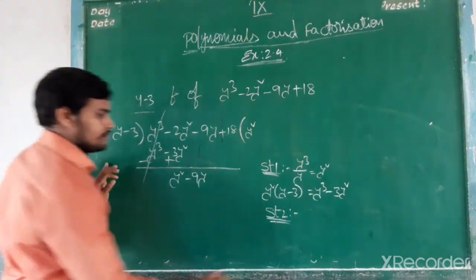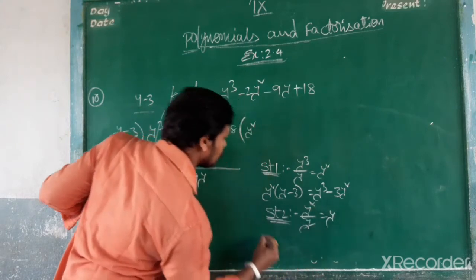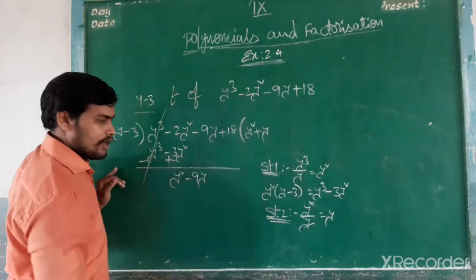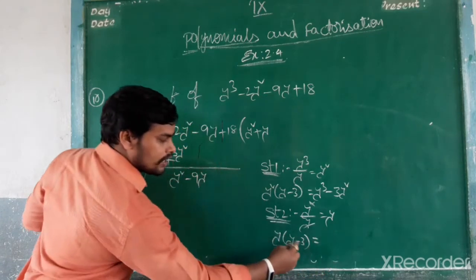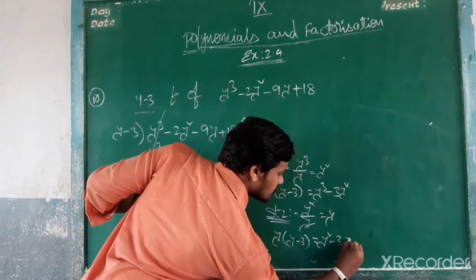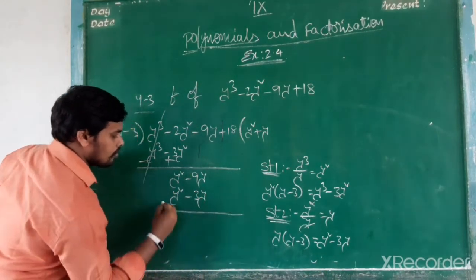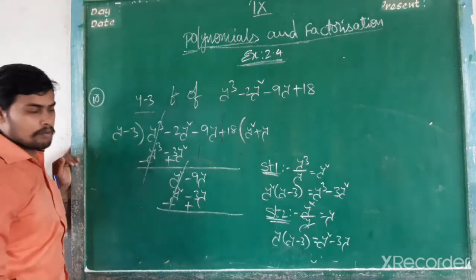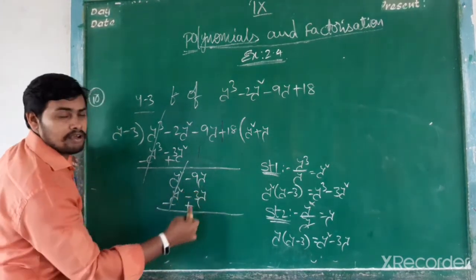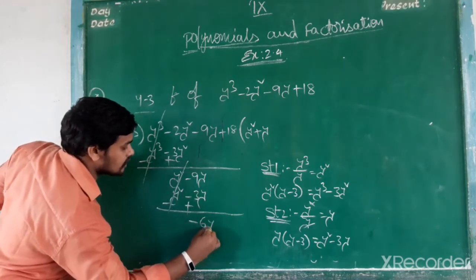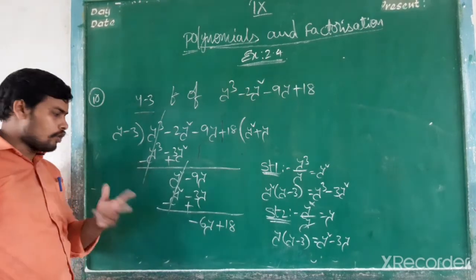Next, move on to step 2. y square by y, the result is y. y multiplied with y minus 3. Here y into y square minus 3y. y square minus 3y, plus minus, y square minus y square cancel, minus 9y plus 3y, minus 6y. Now bring down the 18. So move on to step 3.